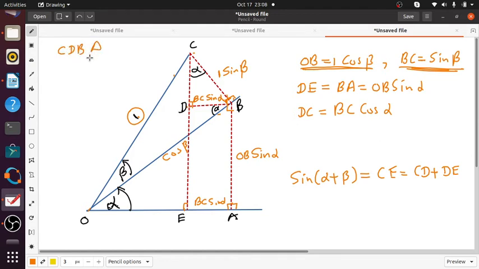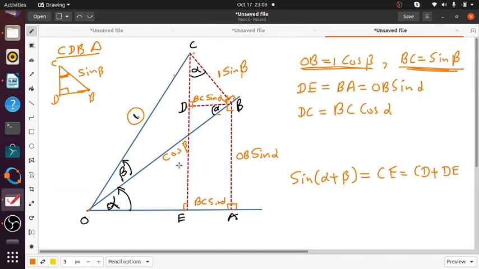CDB triangle. So when you look at CDB triangle, I'll zoom in on this. CDB is also a right angle triangle. You can see the construction here. You already know BC is sine beta. And what is this angle?